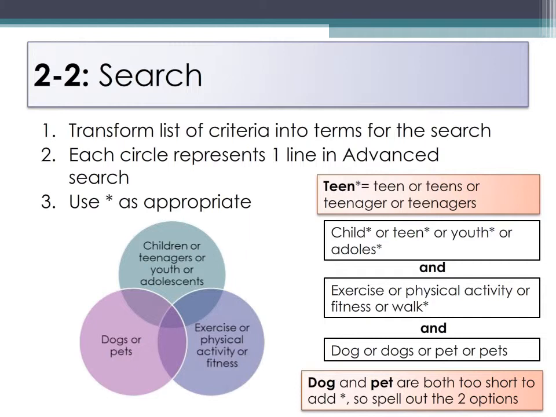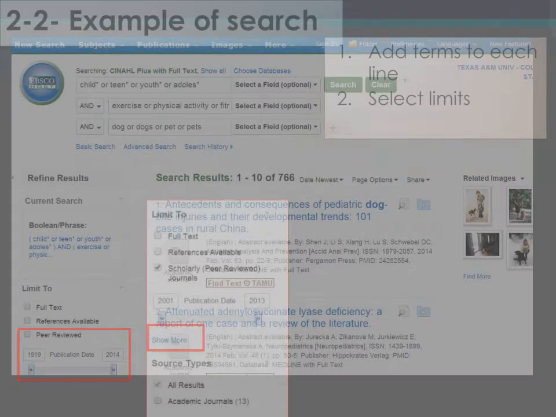A useful technique is to use an asterisk on words that could have multiple endings. For example, teen asterisk retrieves articles that have teen, teens, teenager, or teenagers. However, it's important not to use asterisk on short words like dog or pets. In this case, spell out the two options.